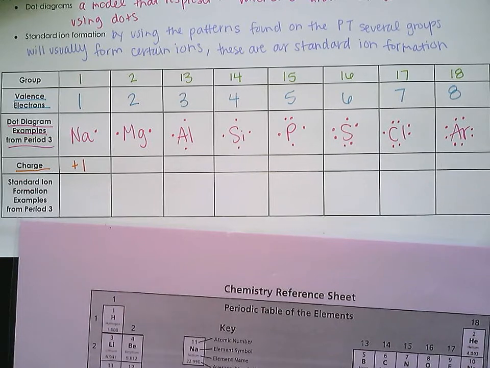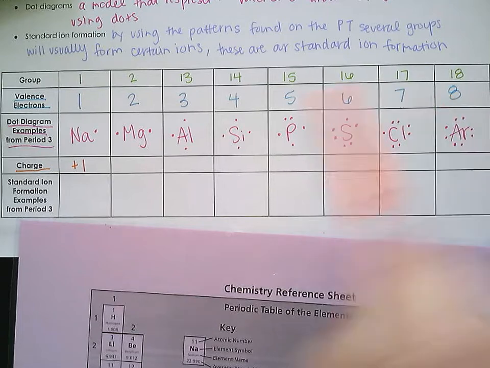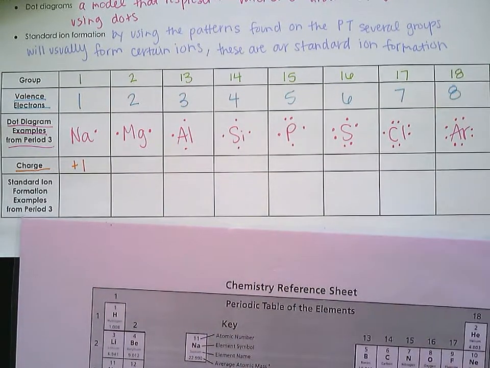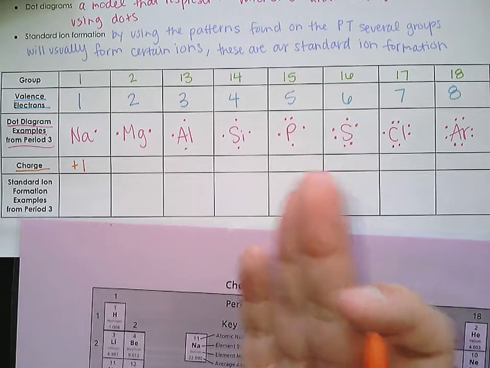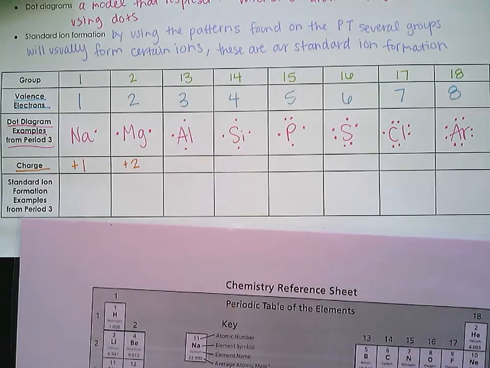Let's check out group 2. Kick 2 out or find 6 more. What's going to be easier? Kicking 2 out or finding 6 more? Kicking 2 out, yeah. So I kick 2 out. Losing electrons makes me positive. I'm a cation. So my charge for group 2 is +2.